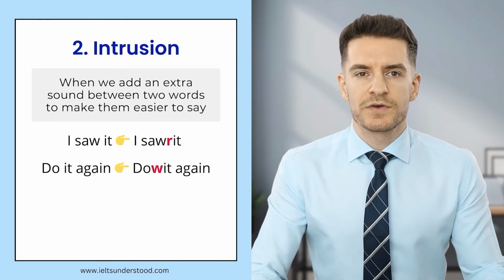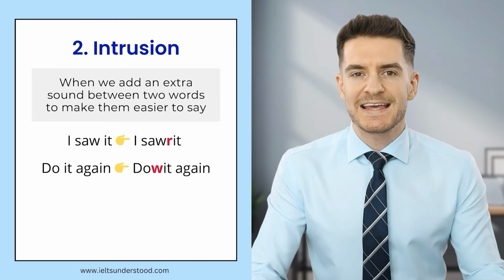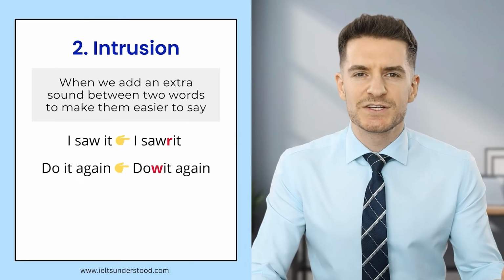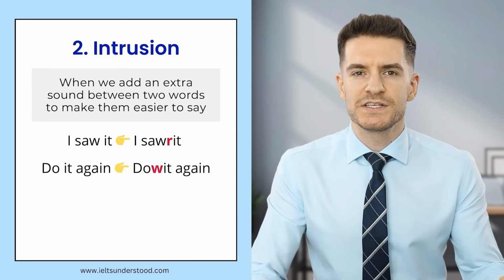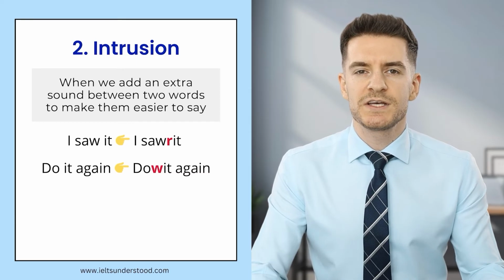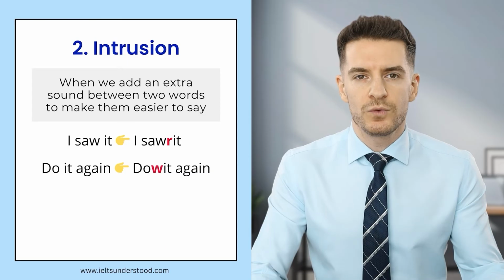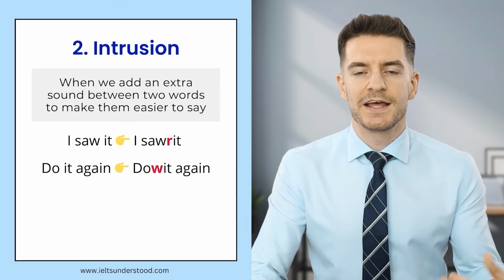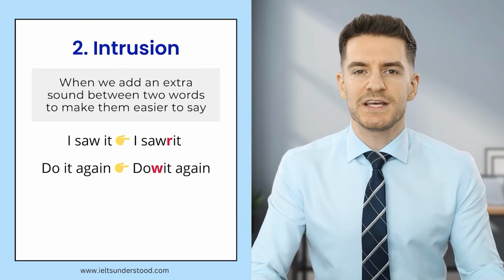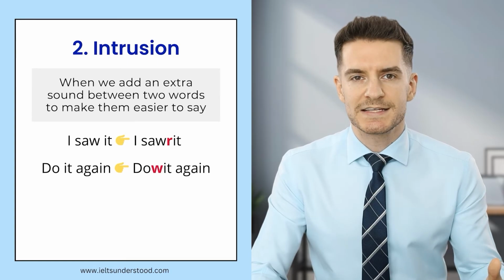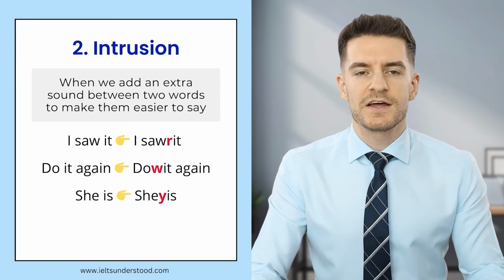Let's look at another example. Do it again. This is quite hard to pronounce if we say every single word like this. So we simply add a W between the do and the it. Do it again. It's much easier than saying do it.